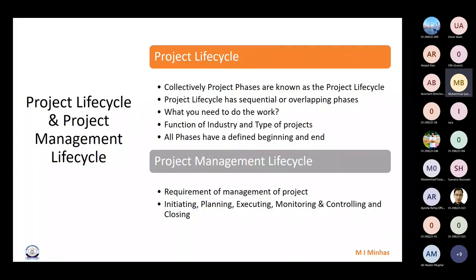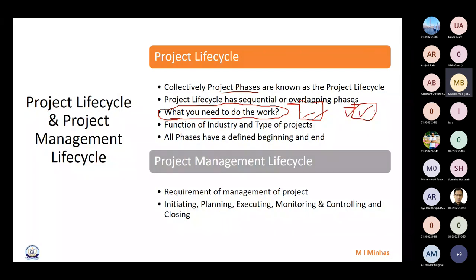What is project life cycle? The collective project phases through which a project would pass. It tells you what you need to do the work. For example, if the end product is a house, to construct that house, you have to lay the foundation, you have to erect the columns and everything. And if it is software, you have to collect the requirements, design it, build it, and test it. Is it clear?